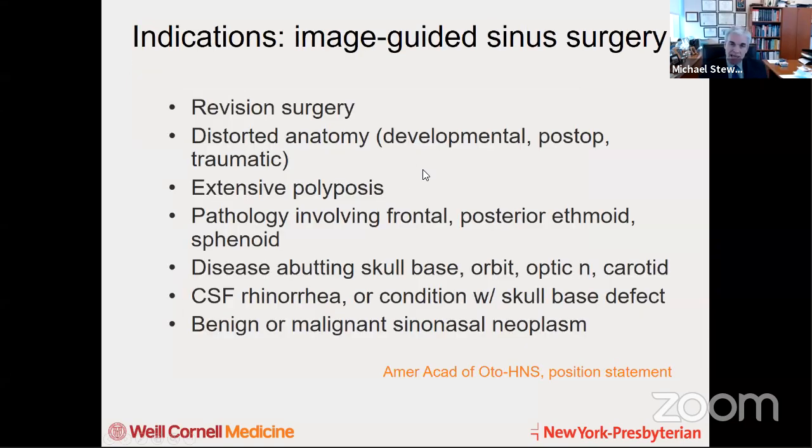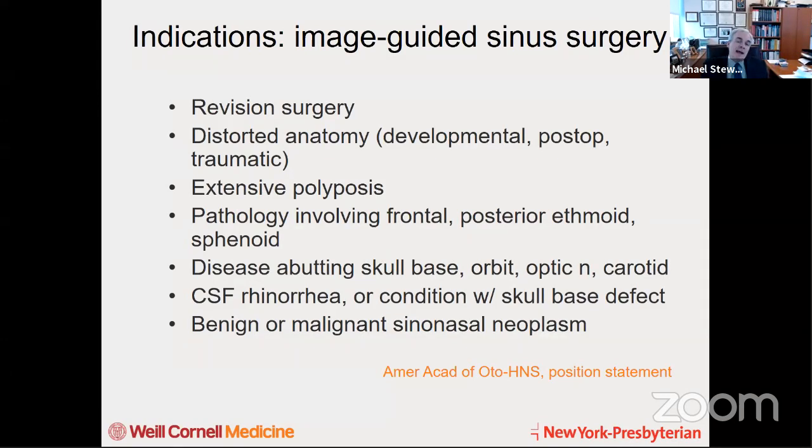These are from the American Academy. These are the indications for image guidance in sinus surgery if you have image guidance available to you. And the number one indication for image guidance is revision surgery. And in my experience, I use image guidance in revision surgery pretty routinely.